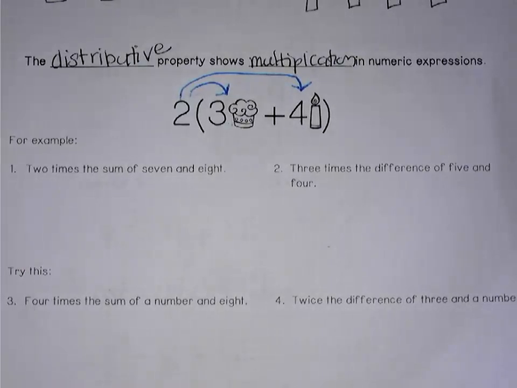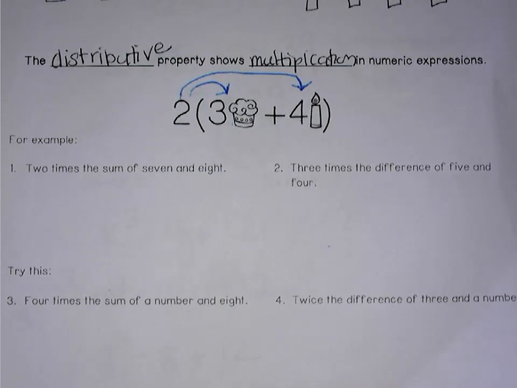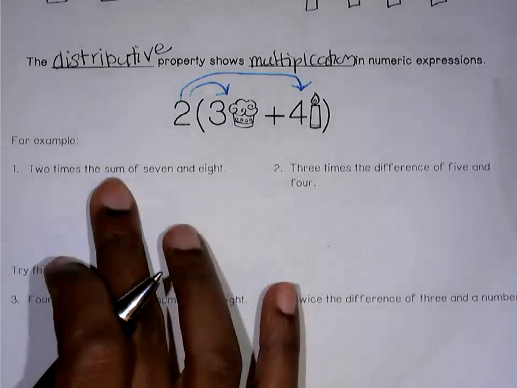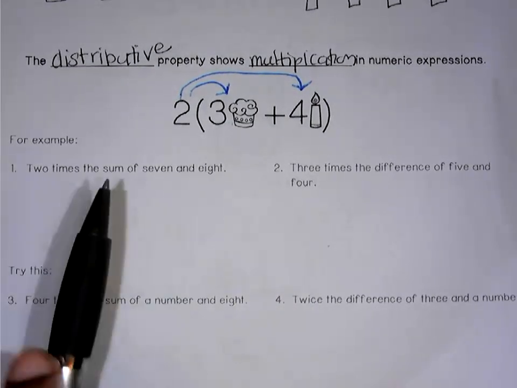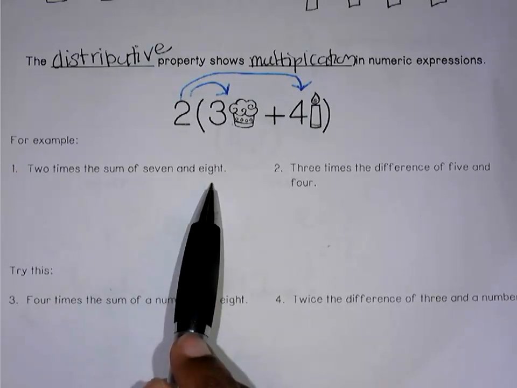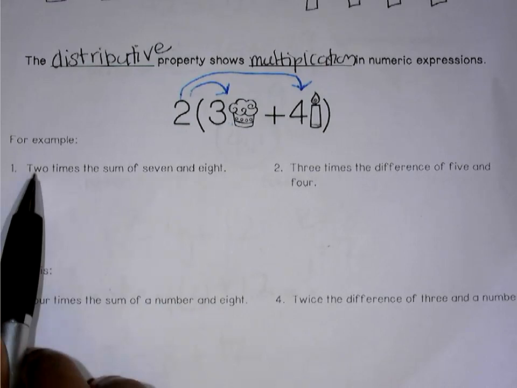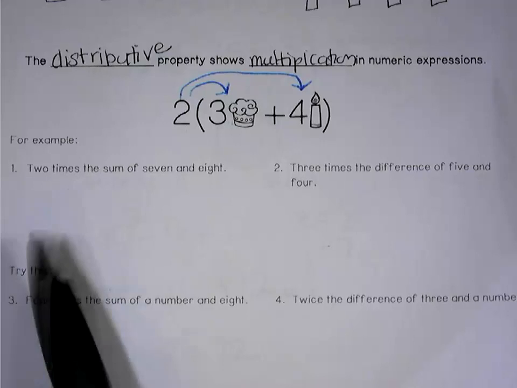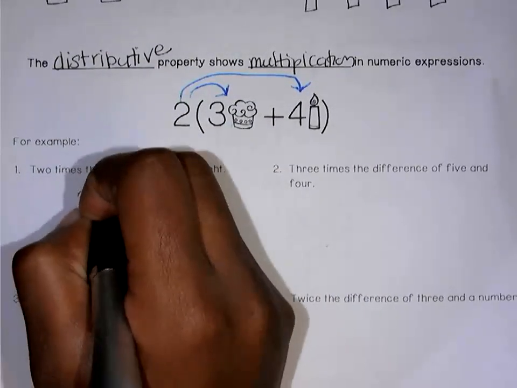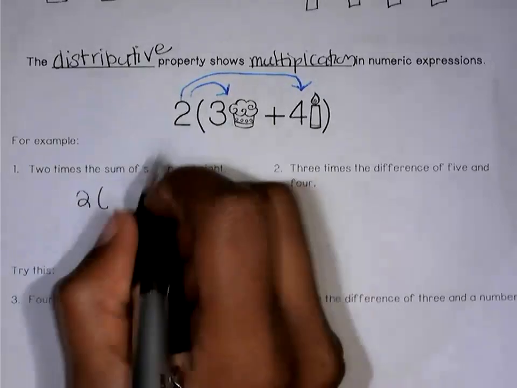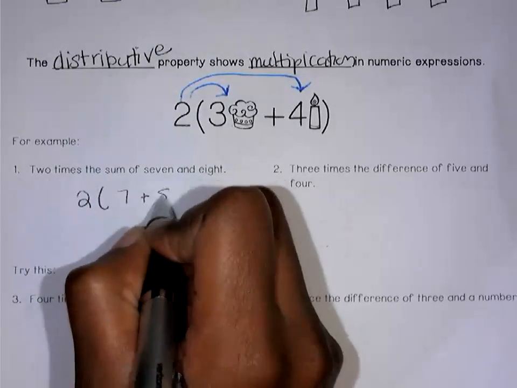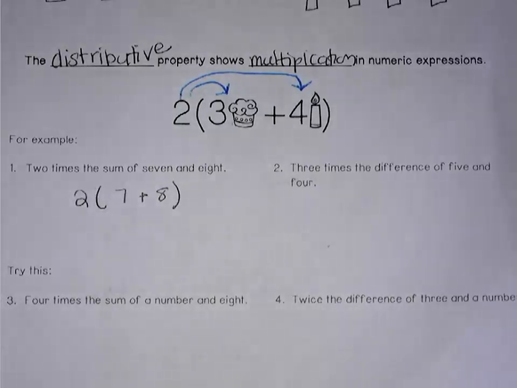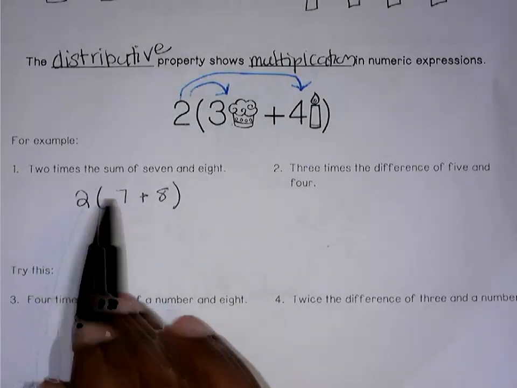So the ones on the bottom, we're going to do these problems together. It says, for example, you have 2 times the sum of 7 and 8. You remember in the last one, you should be able to read this and know how to set it up, all right? 2 times the sum of 7 and 8. So if it says 2 times a number, 2 is going to be on the outside. 2 times the sum, so I know I'm adding 7 and 8. All right, that is the expression: 2 times the sum of 7 plus 8.